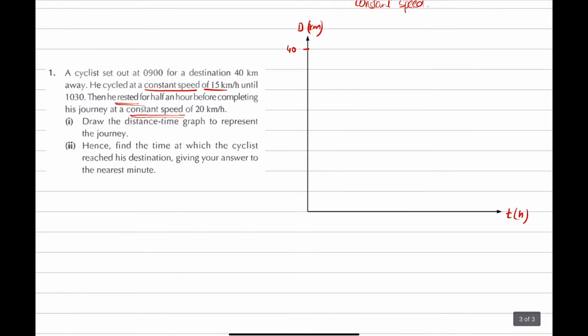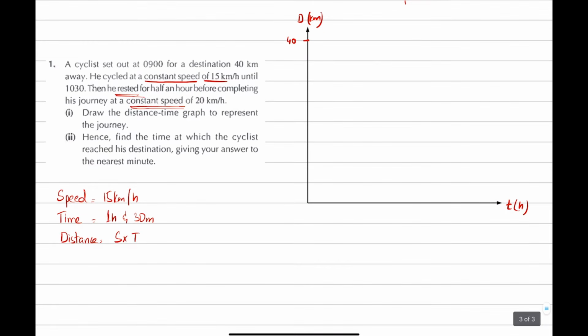1 hour and 30 minutes. Okay, so speed is 15 kilometers per hour. Time, as you said, is 1 hour and 30 minutes. So with the help of speed and time, what can I work out? We can work out the distance. That's correct. And distance, as we know, is speed into time.